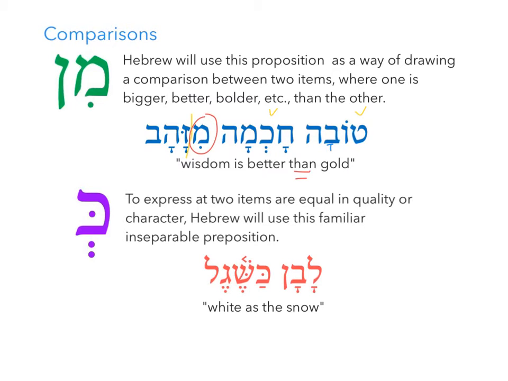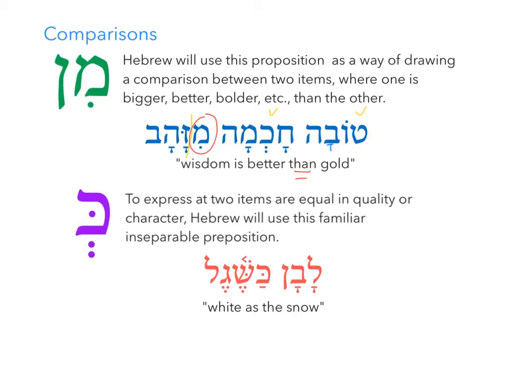So for comparisons where you have something that is less or more, greater or stronger, better or worse, we're going to use min, and we'll see that in a chain of adjectives and nouns like this. The original translation would be very wooden, so we need to iron that out into something like wisdom is better than gold. So that's if you're showing something's better or worse, let's just say.